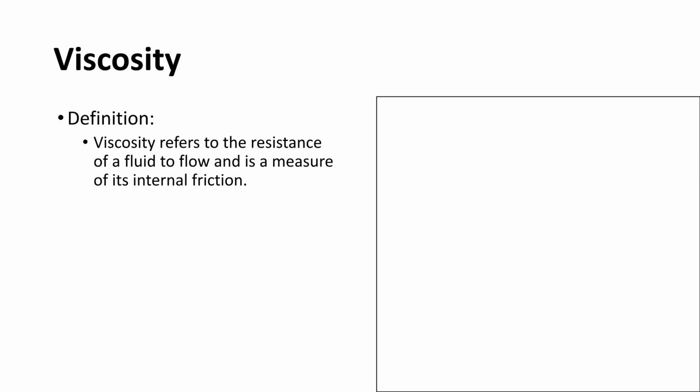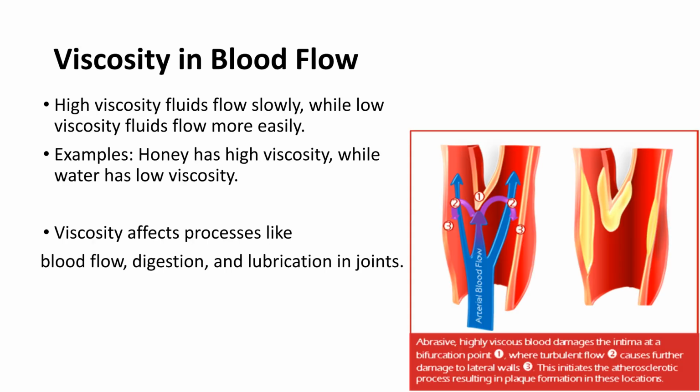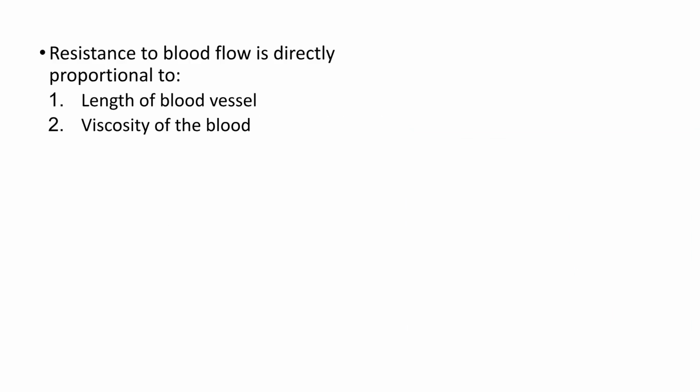Viscosity refers to the resistance of a fluid to flow and is a measure of its internal friction. Think of how thick or thin a fluid is. High viscosity fluids like honey flow slowly, while low viscosity fluids like water flow easily. Viscosity is crucial as it affects processes such as blood flow, digestion, and joint lubrication. Resistance to blood flow is directly proportional to both the length of the blood vessel and the viscosity of the blood. Higher viscosity or longer vessels increase the resistance.